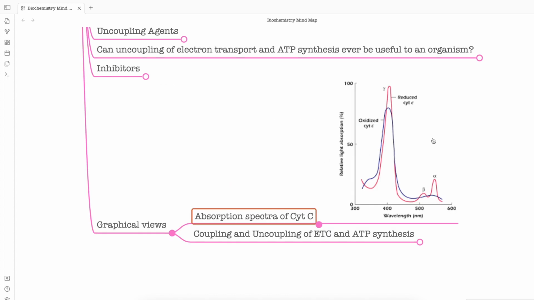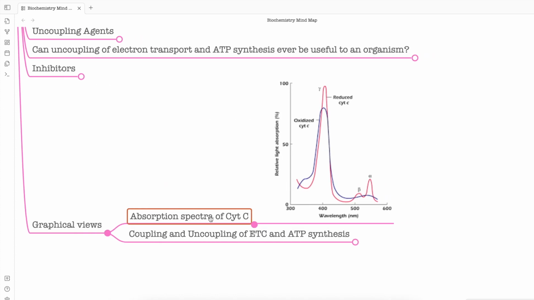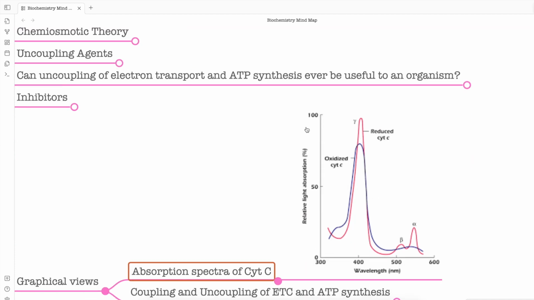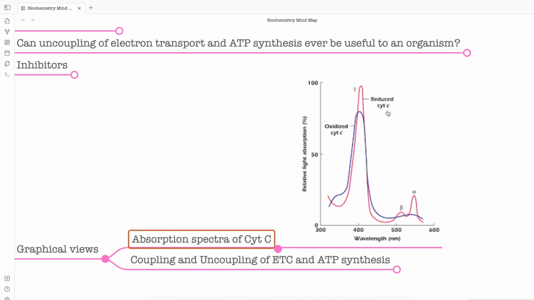Okay, here is another thing which you should remember: this is the absorption spectra of cytochrome C. You can see that this blue color is the oxidized cytochrome C, and this red color is the reduced cytochrome C. And there are three parts of this wavelength. For reduced cytochrome C, this is alpha, this is beta, and this is gamma.